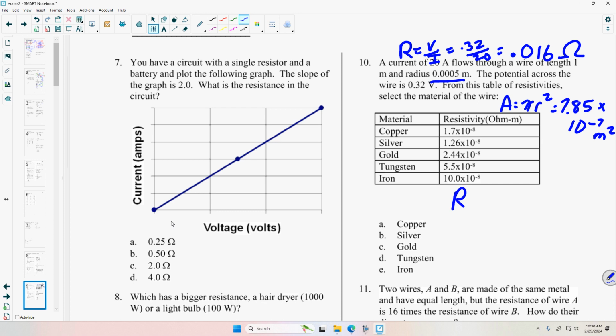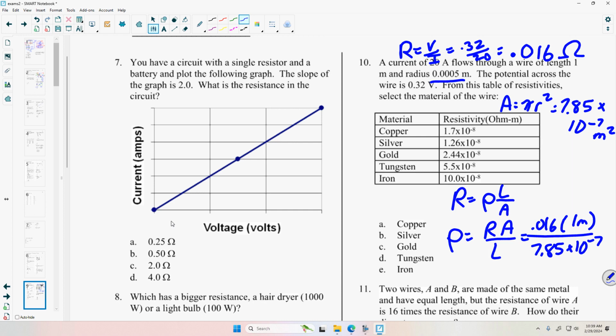Then I want to find the resistivity. So R is equal to rho L over A. Rho then is R A over L. I just solved that equation for rho, multiplying both sides by A over L to get rid of that L over A on the right-hand side. Then I put in the values that I have, 0.016. L is 1 meter divided by 7.85 times 10 to the -7. And I get 20,000. Ooh.